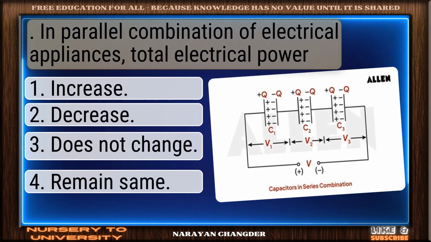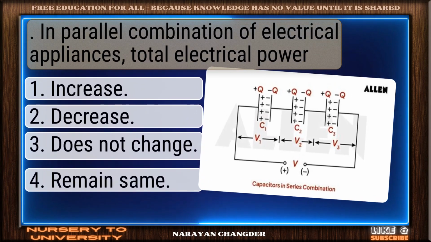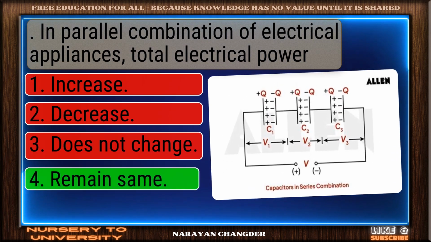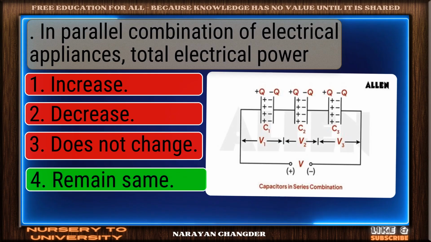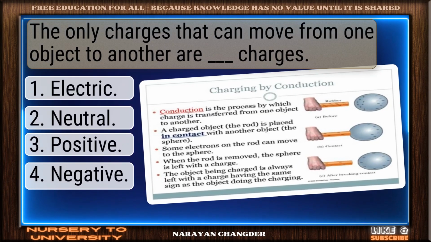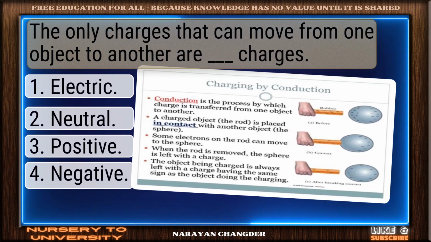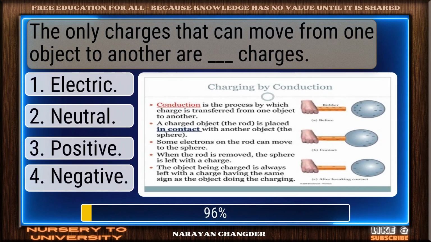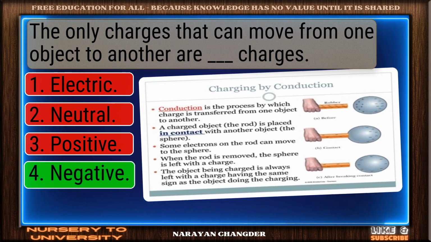In parallel combination of electrical appliances, total electrical power... Exactly. Remain same makes sense. The only charges that can move from one object to another are dash charges. Right again. Negative is valid.